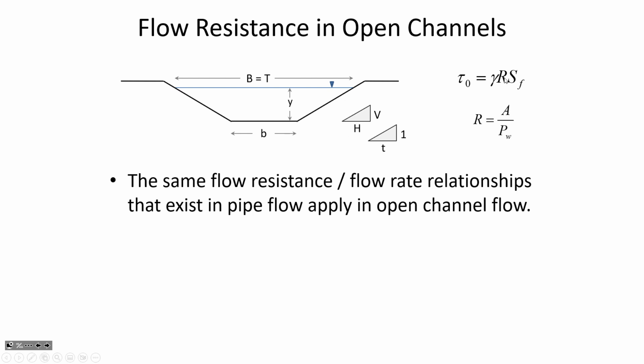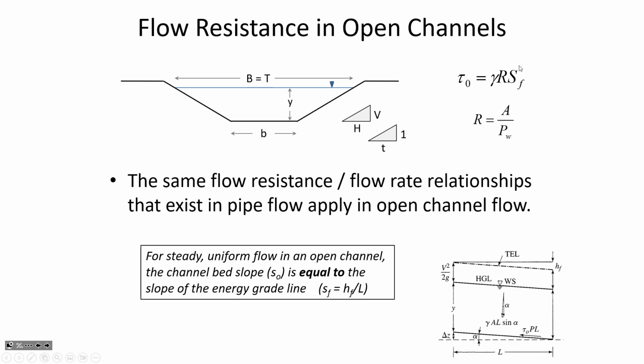So S sub F, remember, is the slope of the energy grade line. And when we've got open channel flow that's steady and uniform, then the slope of the bottom of the channel is the same as the slope of the energy grade line. So in steady, uniform flow, S sub F equals S naught, the channel slope.